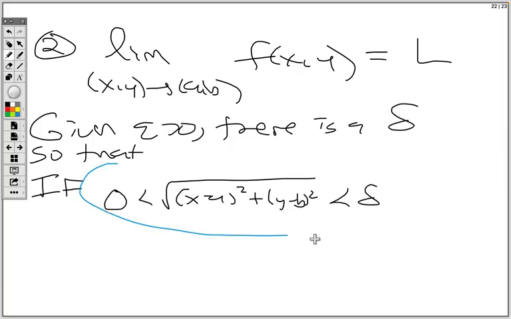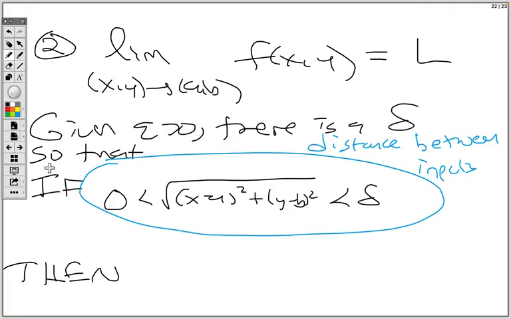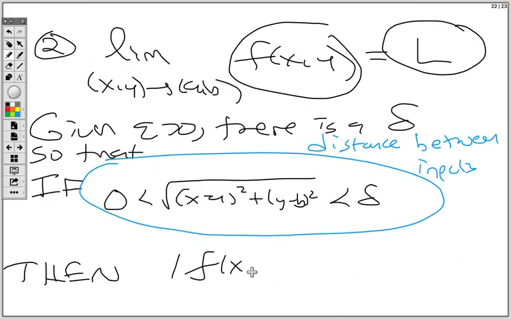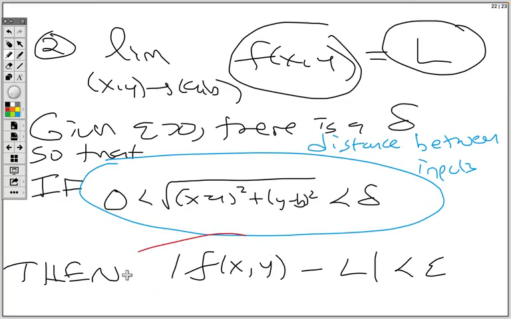So this is how we do the distance between inputs. Then we want to know about the distance between outputs. For functions of several variables, the outputs are just real numbers, so we can measure the distance between the outputs as we did here, because f of x, y are all real numbers. And so once again, this is the distance between outputs.